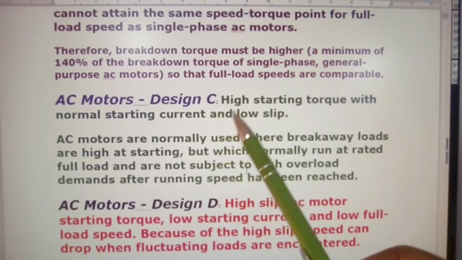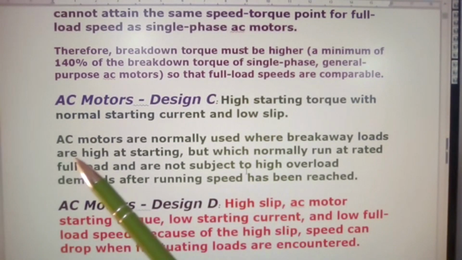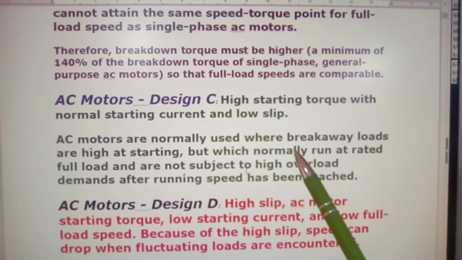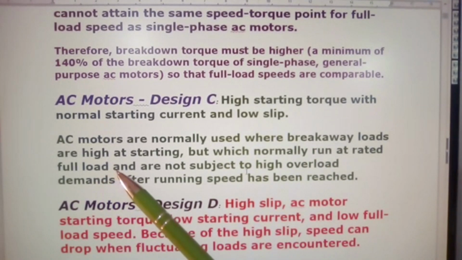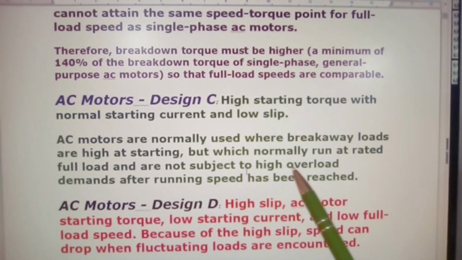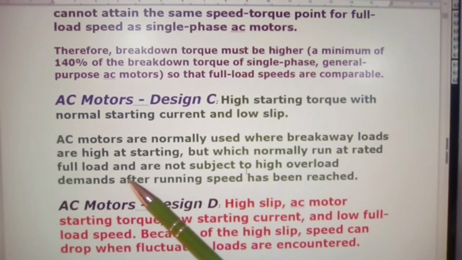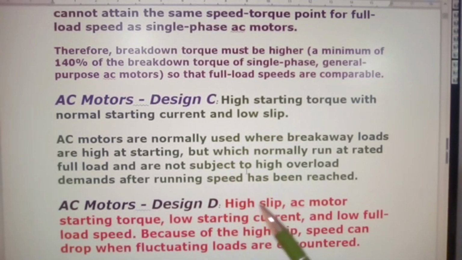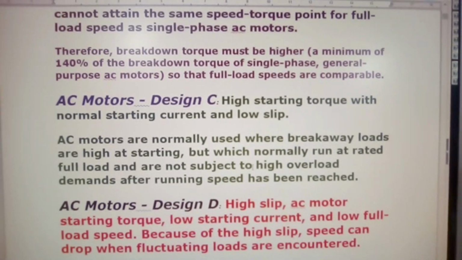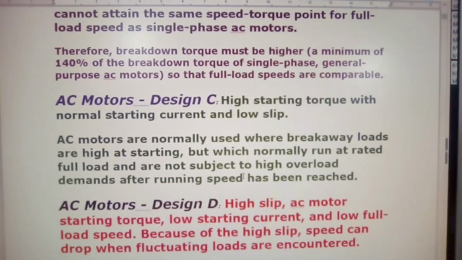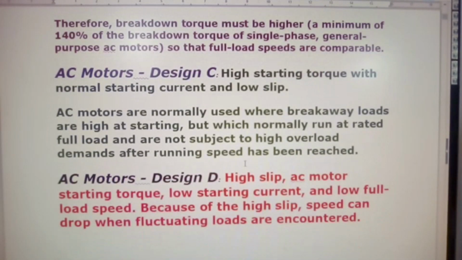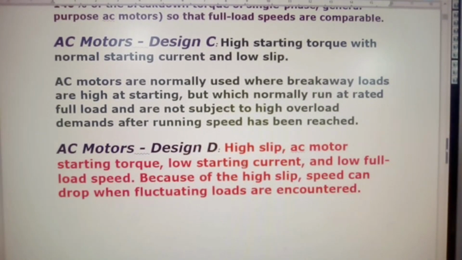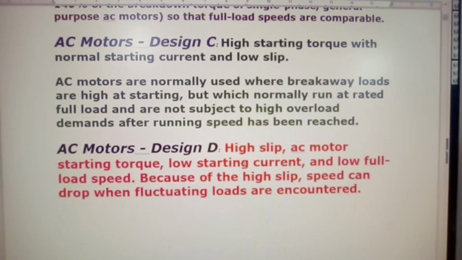AC motor design C: high starting torque with normal starting current and low slip. These AC motors are normally used where breakaway loads are high at starting, but which normally run at rated full load and are not subject to high overload demands after running speed has been reached. In short, you don't want the motor to overrun itself to death, otherwise it will simply burn out. You want the motor to be able to continue to work at an efficient speed without running away.